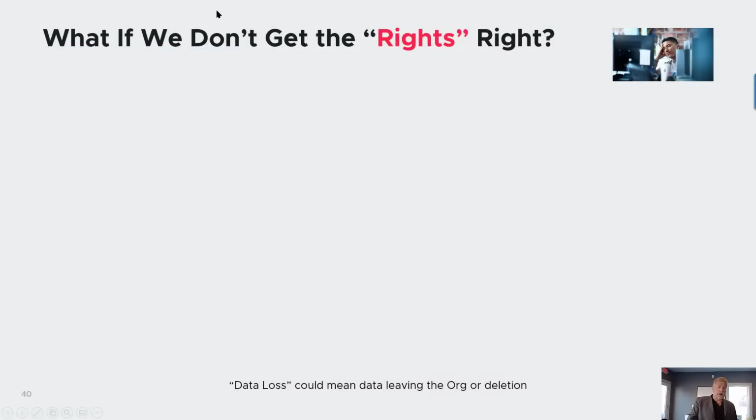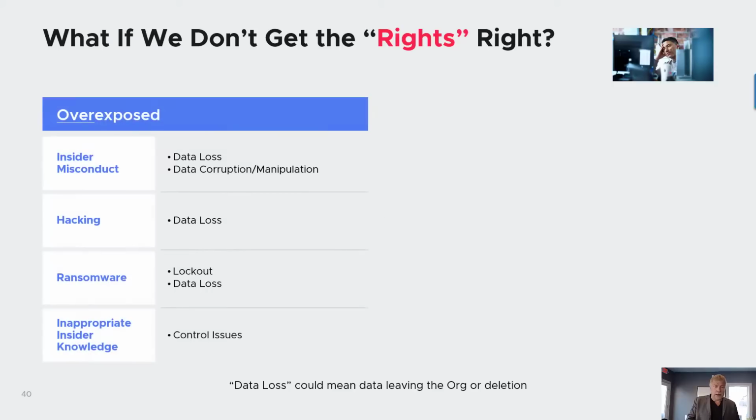When we talk about if we don't get the rights right, and this is kind of a play on words, but right people, right access to the right data in the right location at the right time, if we don't get all those right, we end up with these bad things happening here. Overexposure of data, inappropriate exposure of data. And then these other things are manifestations of that.